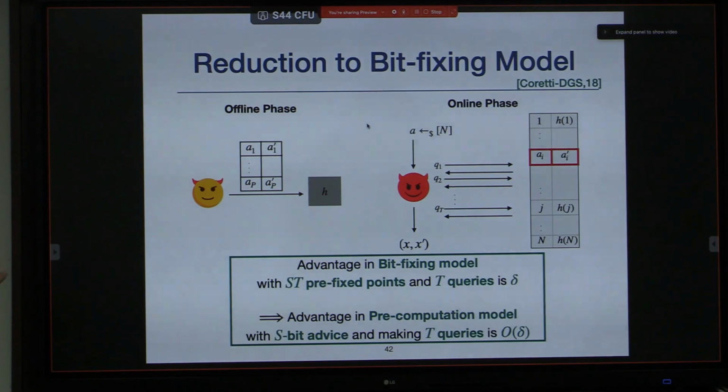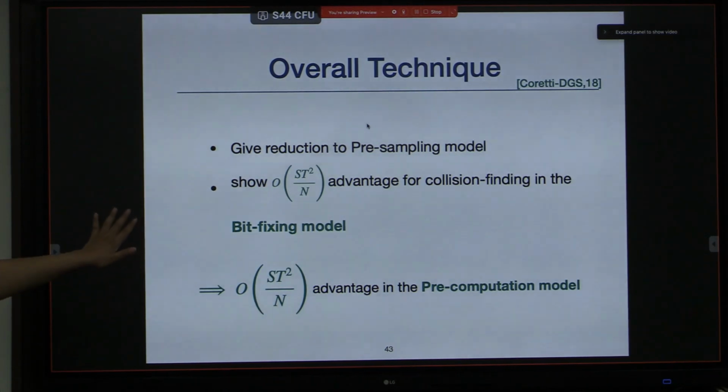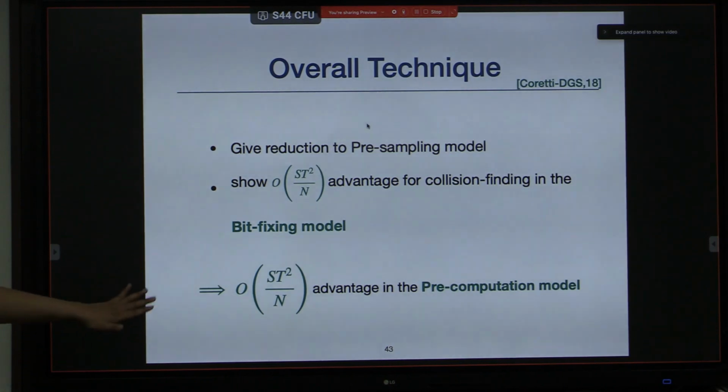So they gave this reduction. Overall the technique was they gave this reduction to this bit fixing model. In the bit fixing model they showed the advantage was ST squared over N. So their advantage in the pre-computation model was order of ST squared over N.